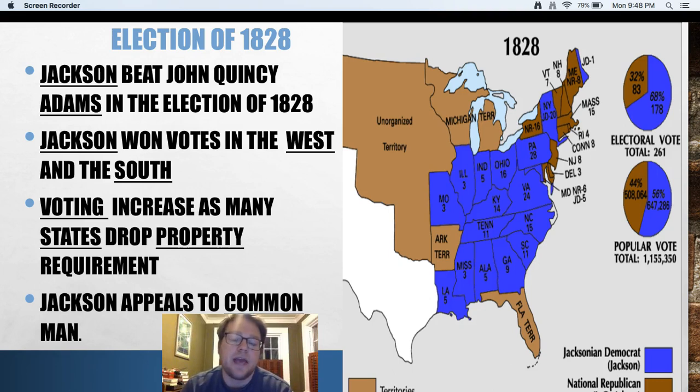But one of the things that happened, and you can see how big of a deal this created in the United States, is many states got rid of the property requirement. Remember, we talked about in order to vote in many of the states, you had to be white, you had to be a man, you had to be over the age of 21, you had to own property, and in some states you had to be a member of a particular religious group. Well, many states got away from that.